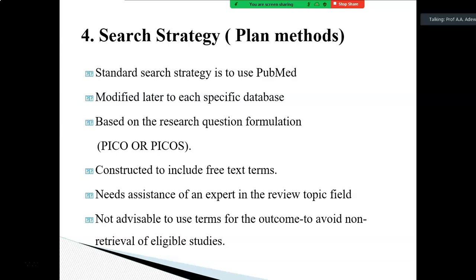We have to plan our methods. Standard search strategy is to use PubMed, which can be modified later to each specific database. And this is based on our research question that we have mentioned earlier in the very first stage of our systematic review. Then it is constructed to include free text terms. It needs assistance of an expert in the review topic field, and it is not advisable to use terms for the outcome to avoid non-retrieval of eligible studies.